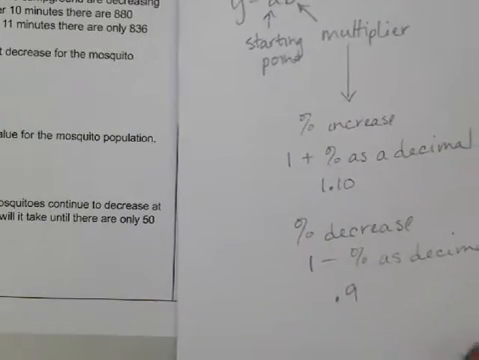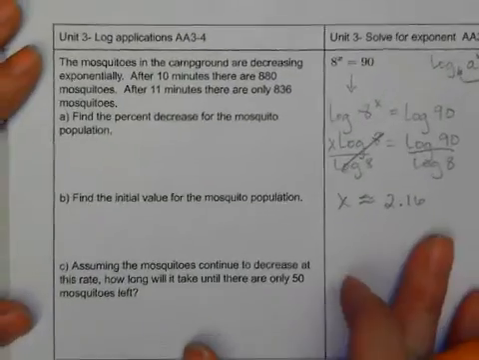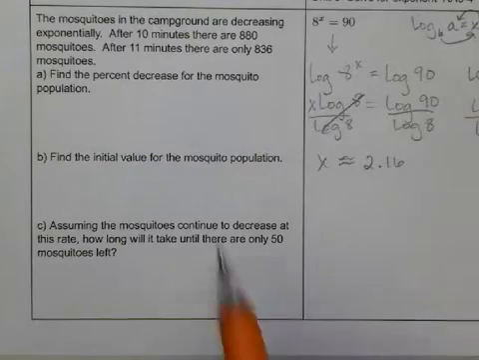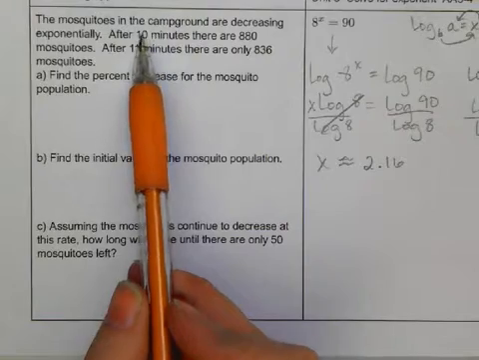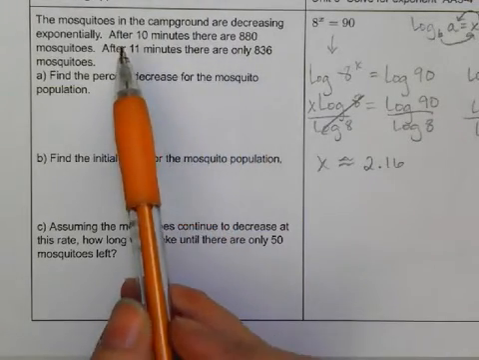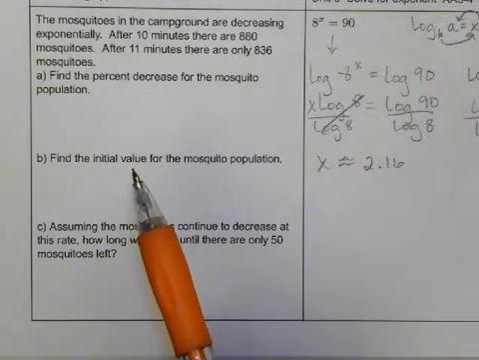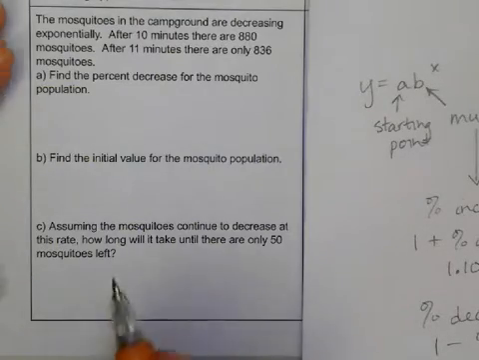So that's a form that you need to be pretty comfortable with in order to do the log application. So using that knowledge, we're going to work through this log application problem. This kind of covers anything you might need to know about using logs to solve these application problems. So in this particular case, we have two pieces of information. We know that at 10 minutes, there's 880 mosquitoes, and at 11 minutes, there's 836. We don't know what the initial value is because we don't know what it is at 0 minutes. So we need to find that.